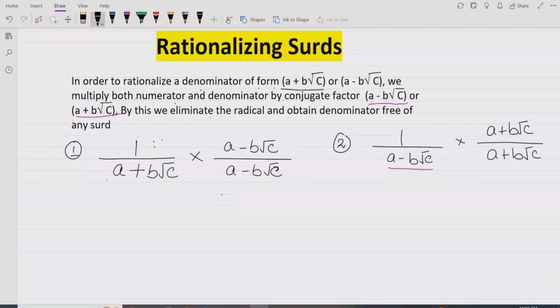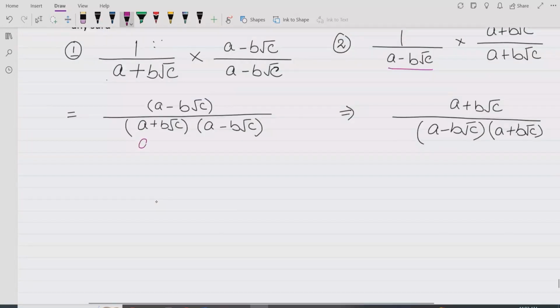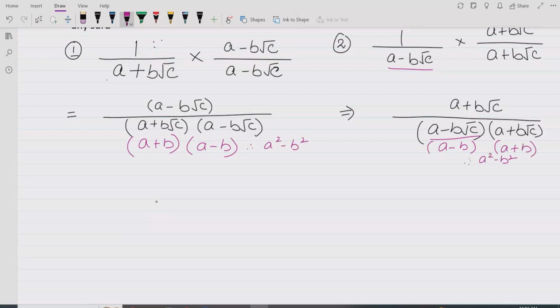If we multiply both of them, we get a plus b root c times a minus b root c. You multiply a minus b root c here, and after that you simplify this term in a similar way. Now we can apply the formula a plus b multiplied by a minus b, which equals a square minus b square. Similarly, we will apply this formula here.